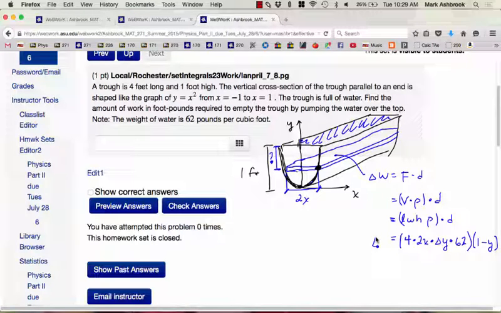So there's our little bit of work. Volume, 4 times 2x times delta y, times weight density gives me the force, or the weight of my layer, times the distance that layer has to go. You've got to get the x out of there. For the swimming pool problem, I had a different integrand and different limits, but I still got the same answer, because you can put the frame of reference in different places. We talked about that.